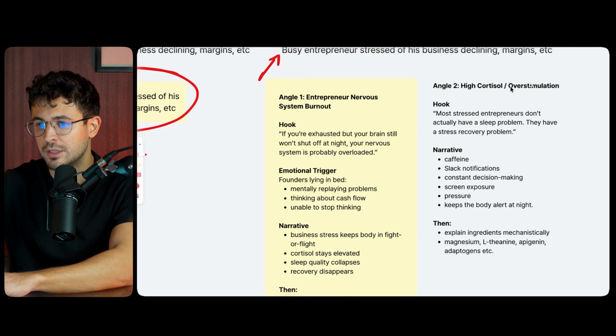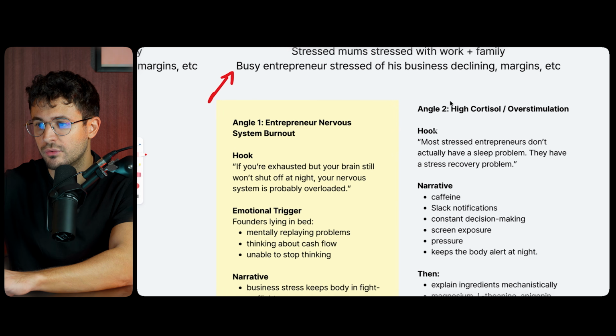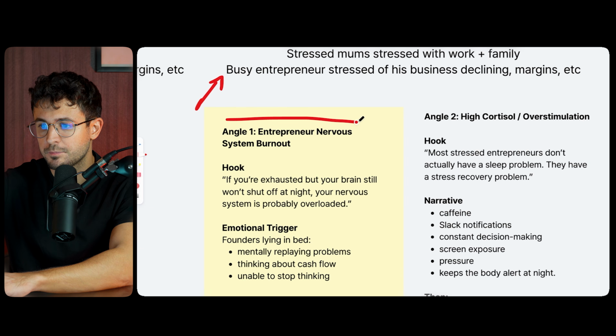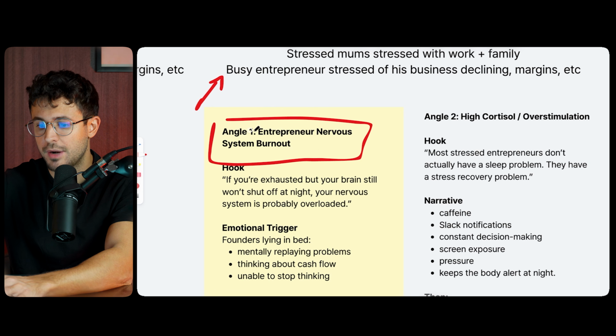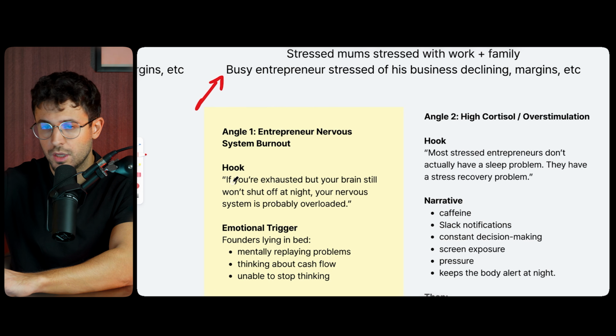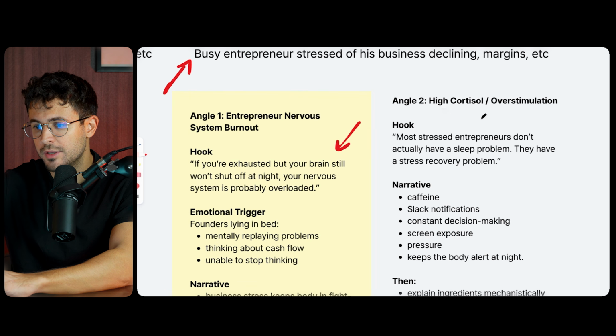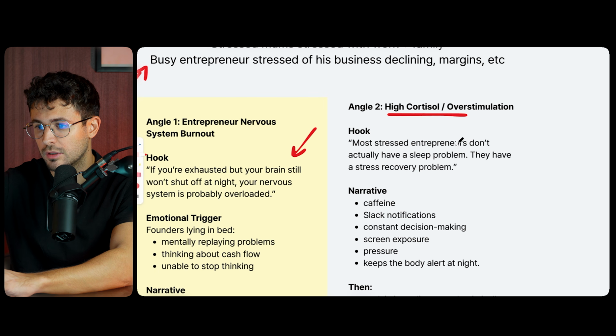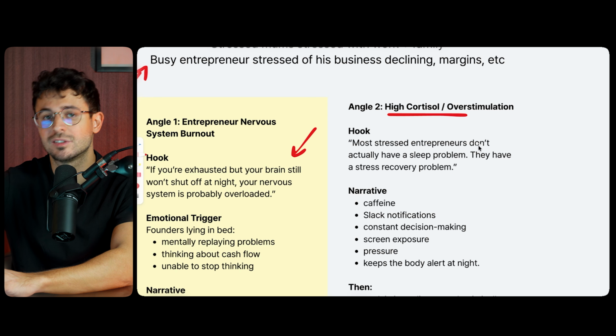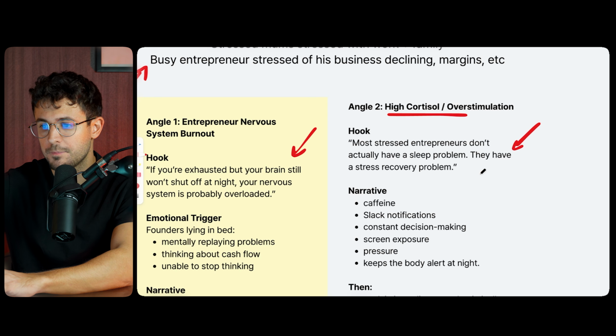And let's look at different angles. For instance, we can have 2 different angles in here. The first angle is entrepreneur nervous system burnout. And just for you to know, the hook is something like, if you're exhausted, but your brain still won't shut off at night, your nervous system is probably overloaded, okay? So this is one angle here. And another angle could be this one, high cortisol. Most stressed entrepreneurs don't actually have a sleep problem. They have a stress recovery problem. This is another angle, okay?